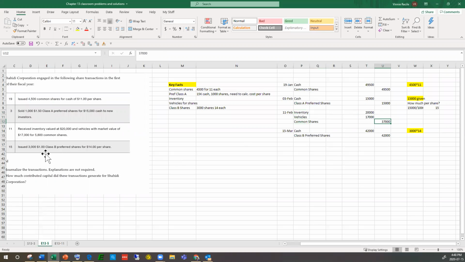March 15th, they issued 3,000 shares that are Class B at $14 per share. So it's 3,000 times $14. Really straightforward transaction. Same idea here. So just make sure that you understand the value per share versus the dividend value. So when you have preferred shares, when they say $1.50 Class A, that's speaking to the par value of the share and not speaking to the market value of the share.